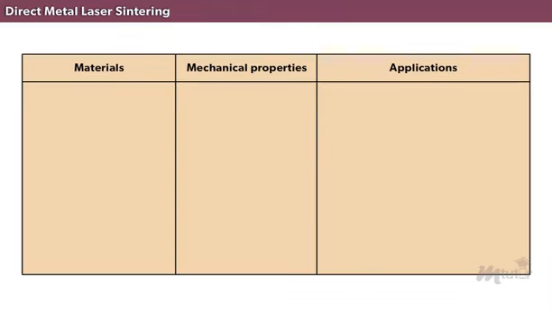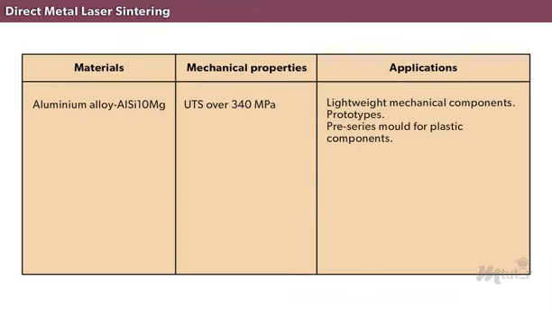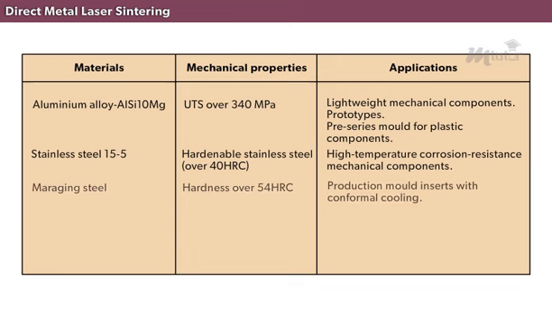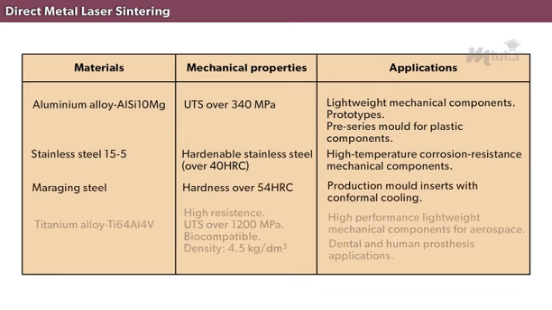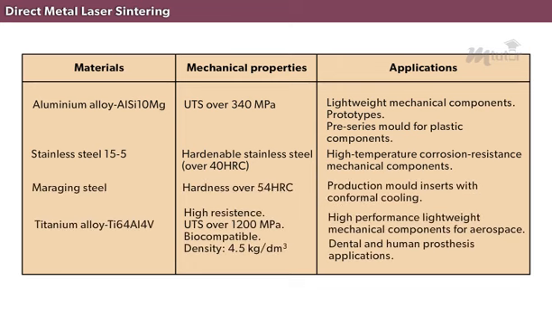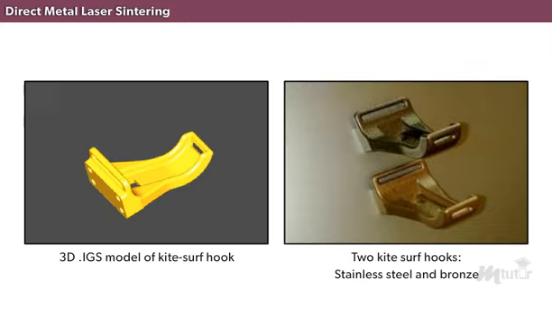Materials such as aluminium alloys, stainless steel, maraging steel, and titanium alloy are suitable for part production using the DMLS technology. Next, we will see some advantages of DMLS. This method helps in rapid manufacturing of complex geometries.